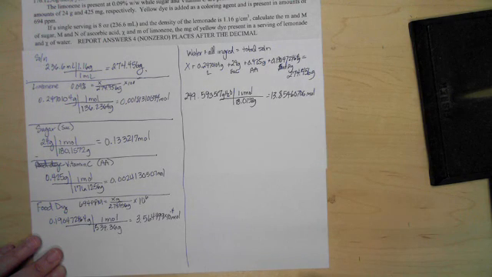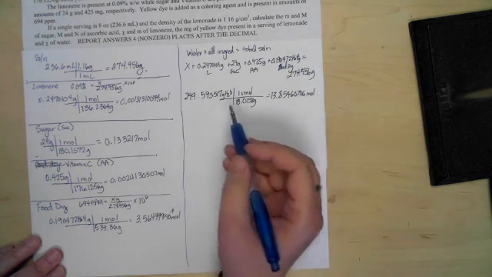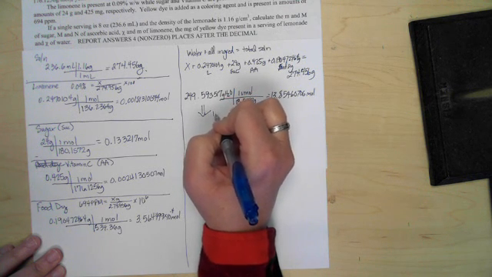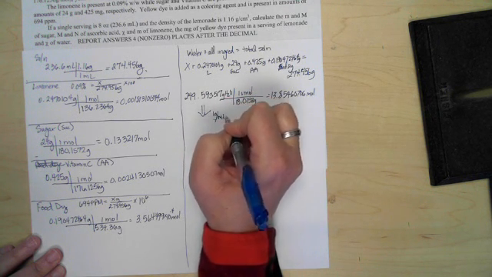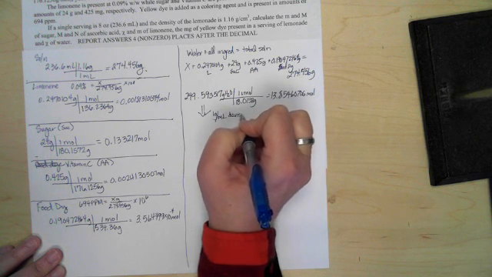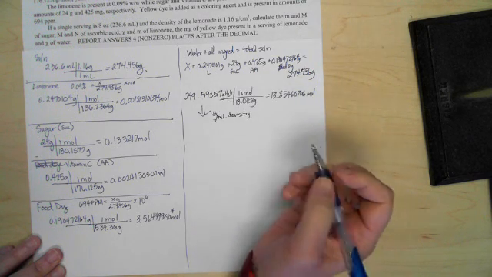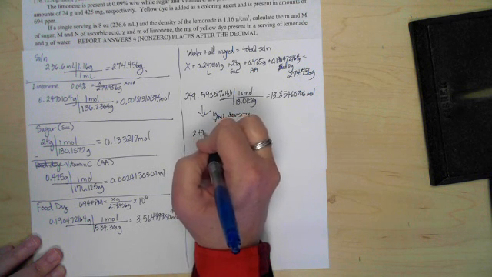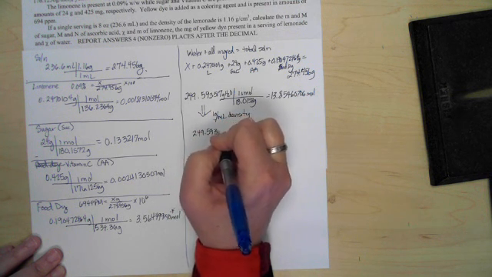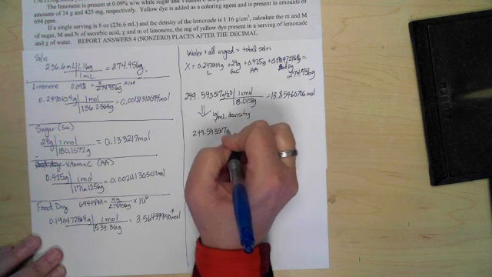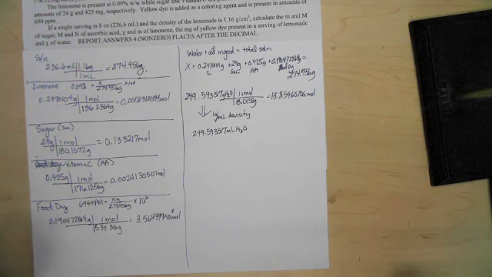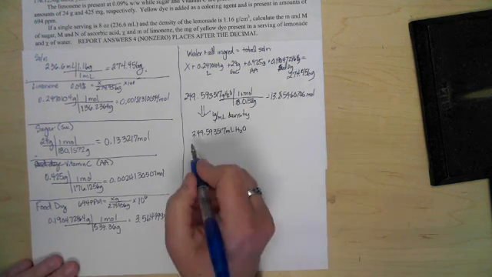So we've got now our mass of water. Now remember, the density of water is 1 gram per milliliter. So that grams, if we were to need it, is 249.593517 milliliters of water. Okay, I don't think we're going to need that.